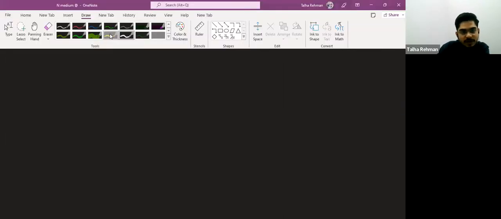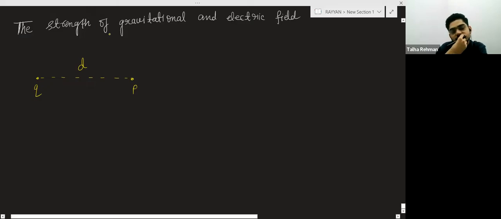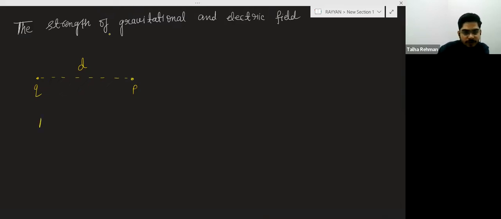Okay, so suppose I am having a charge q here, and at this point P, which is at a distance of suppose d, I want to find the strength of the electric field, then what will be the formula? Electric field is equal to kq by d square. Okay. kq by d square.